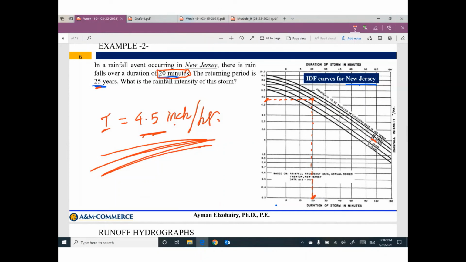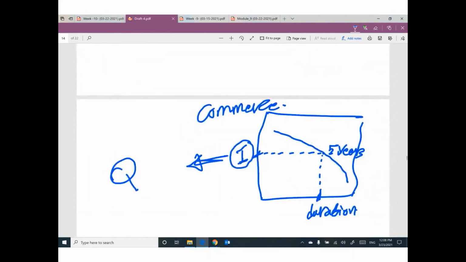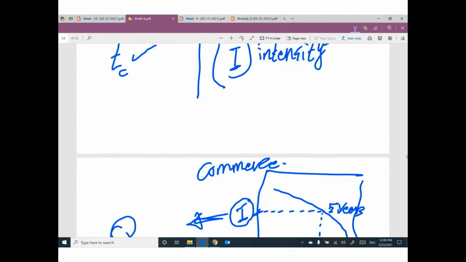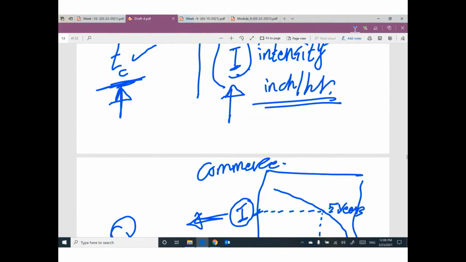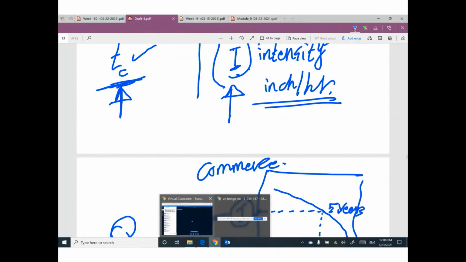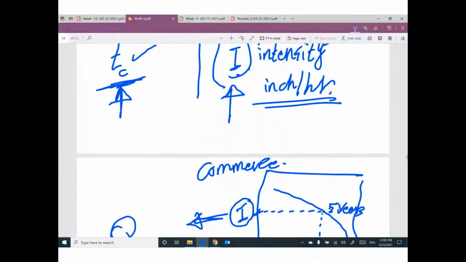So I'm trying to move slowly in this part. So one more time, we can right now calculate the time of concentration, and based on the city and the return period, the duration of the rainfall, I can figure out the intensity of the rainfall. This intensity is inch per hour. Any question so far? Okay, looks good.